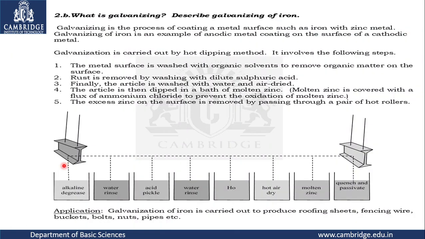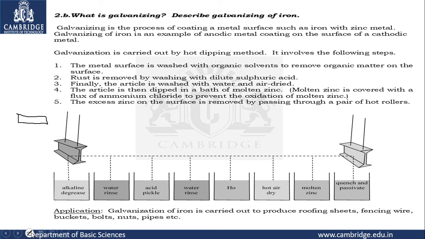Moving on to the next question. What is galvanizing? Describe galvanizing of iron. This is another way of protecting a metal from the corrosion process. Earlier I said that anodizing is applicable for metals other than iron and its alloys. If you want to protect iron, we need to go for this technique, that is galvanizing.